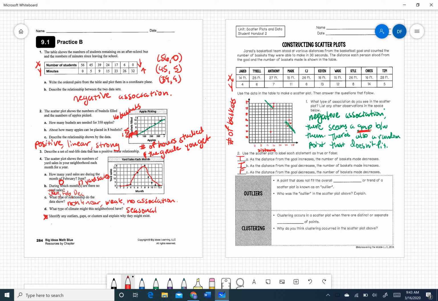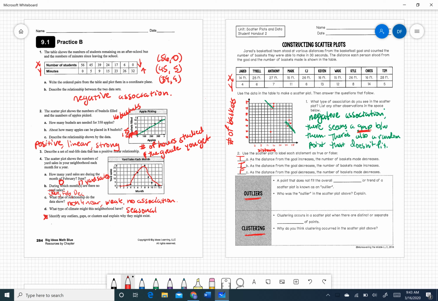Okay. So we have these outliers and clustering, and so these are again the important parts of what we're talking about today.